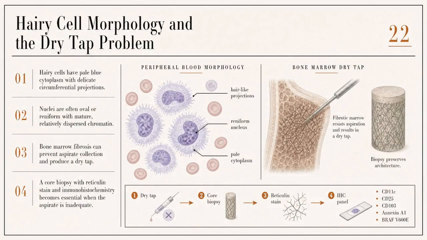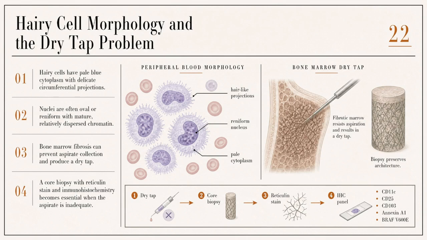As we transition into the detailed study of hairy cell leukemia, this slide focuses on two interrelated aspects that are critical for both diagnostic accuracy and laboratory workflow: the distinctive morphology of hairy cells and the frequent occurrence of the dry tap phenomenon during bone marrow aspiration. Understanding these features is essential not only for recognizing the disease under the microscope, but also for anticipating and overcoming common pitfalls in specimen collection and processing that can impact downstream testing.